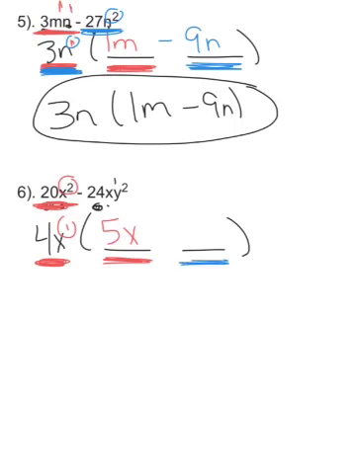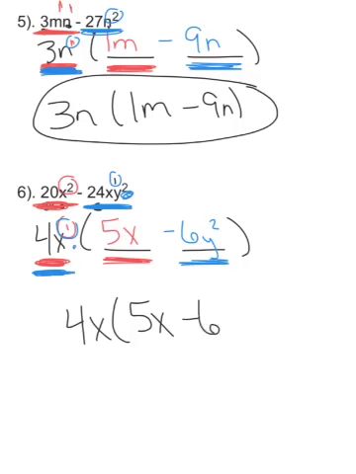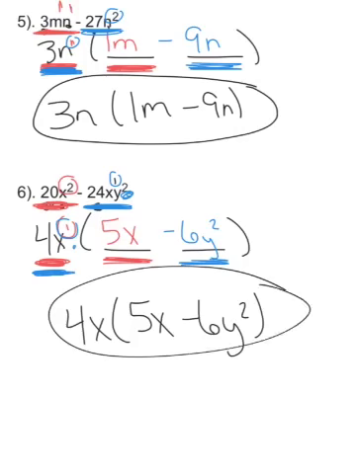Then we're going to go to the second blank. We'll take the second term, divide it by the greatest common factor. So negative 24 divided by 4 is negative 6. Subtract your exponents. So 1x minus 1x is 0. So no x's left. You have 2 y's. You don't have any y's to subtract. So y to the second. So our final answer is 4x times the quantity of 5x minus 6y squared.